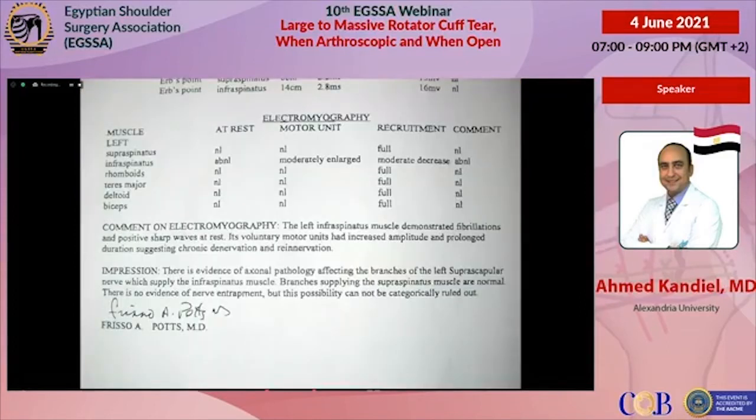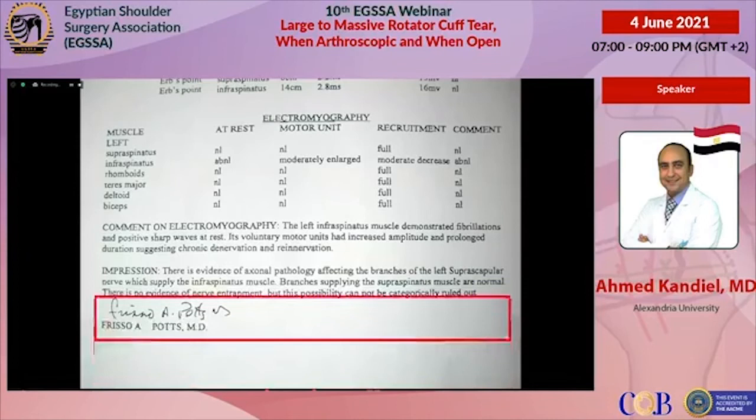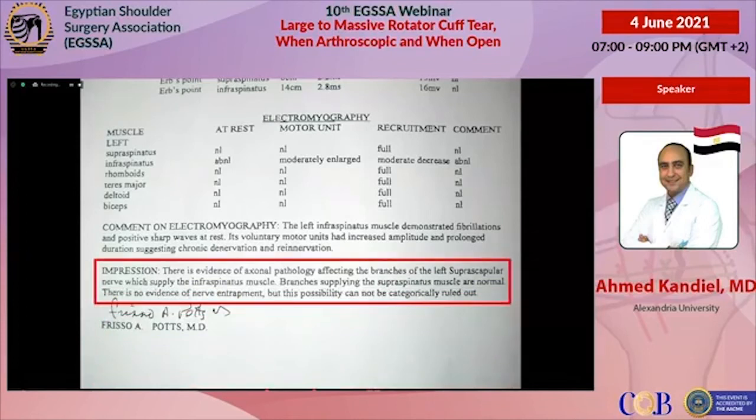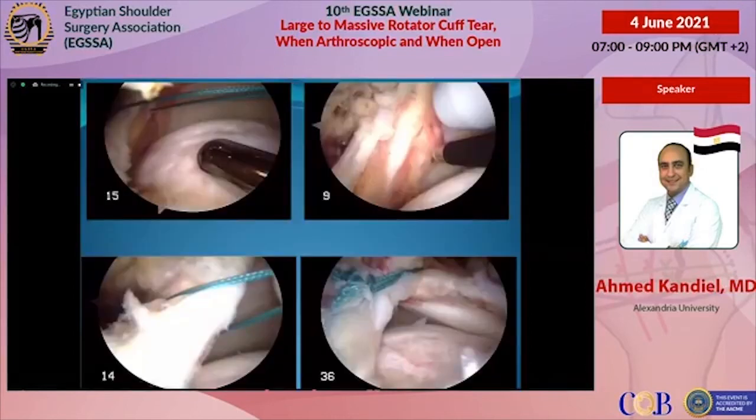When we did an EMG for this patient, the conclusion was there is evidence of axonal pathology affecting the branches of the left suprascapular nerve. So he had a suprascapular nerve problem.